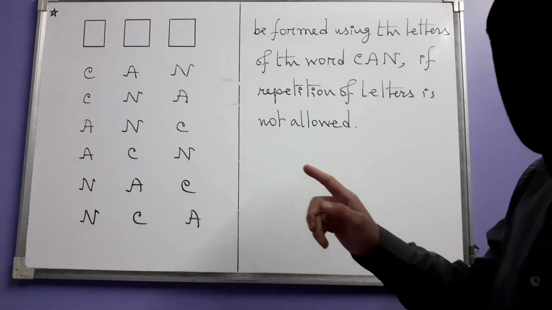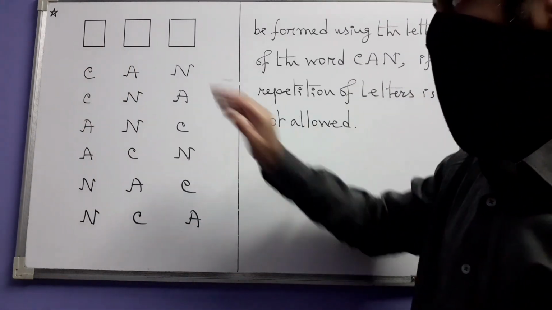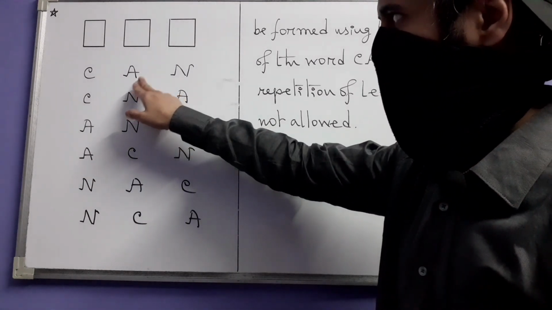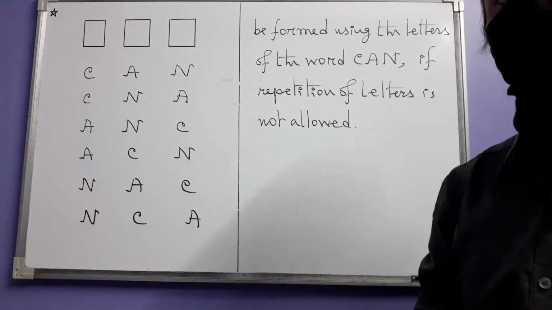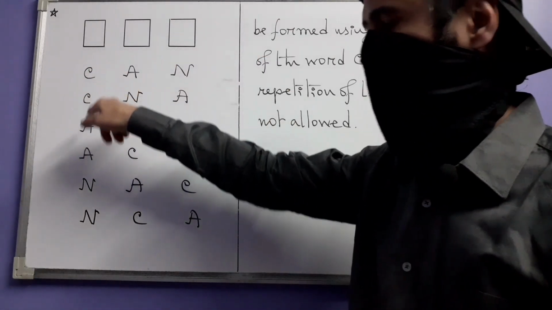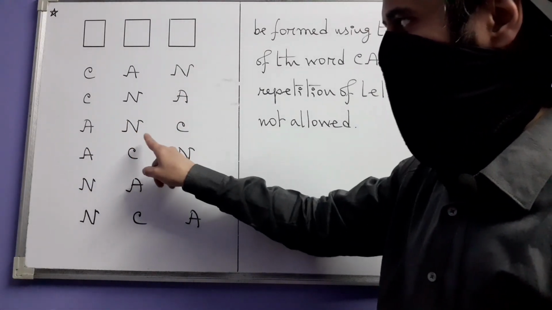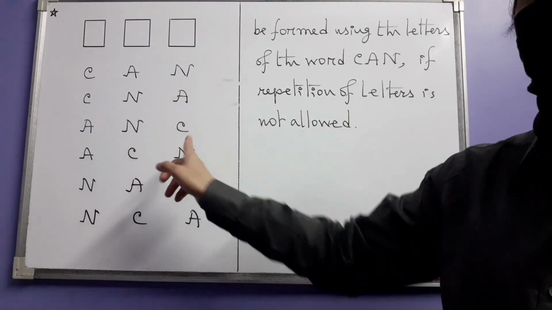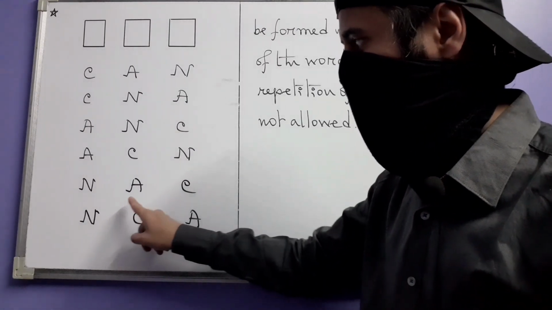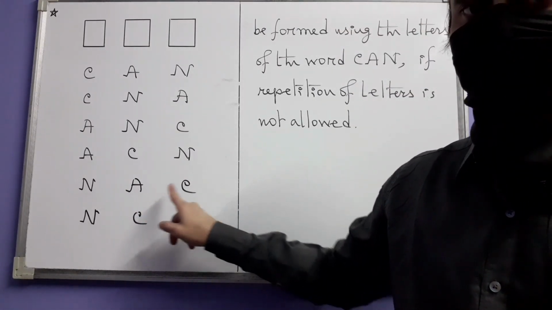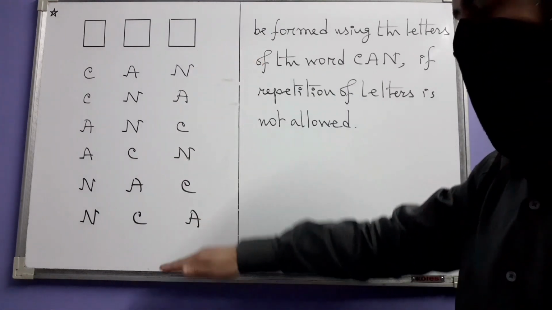repeated. Say you decide to fill the first box with C. Then the second and third boxes can be filled either like this, A and N in that order, or with N and A in that order, for that first box having C. Just like that, if you decide to put A in the first box, then the second and third box can be filled respectively with N and C, or with C and N. Or if the first box has N, then the second and third box can have respectively A and C or C and A. And these are all the possibilities. So the total number is 6.